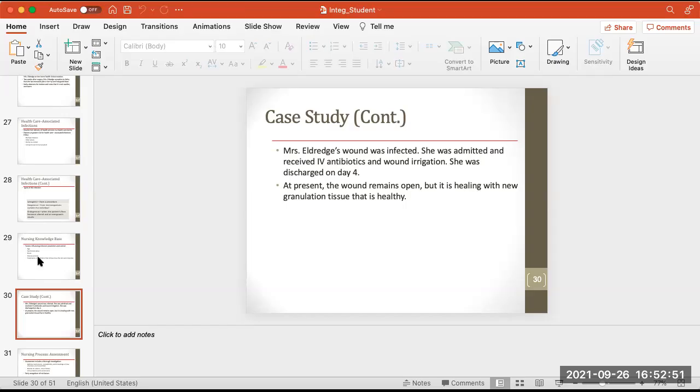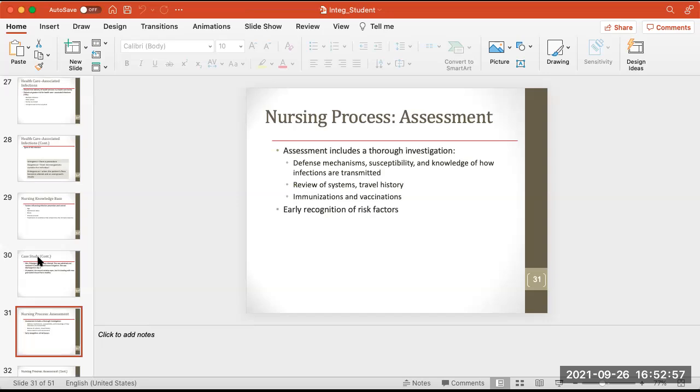Until the 1950s, we did not have MRSA because we did not have penicillin. So where would that come from? And what I do is, in almost every lecture you will see a couple of slides on the nursing process.